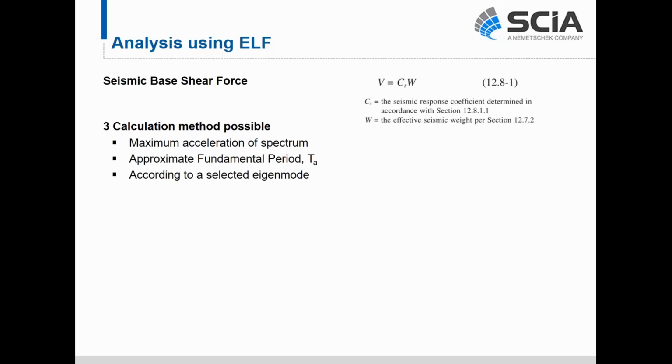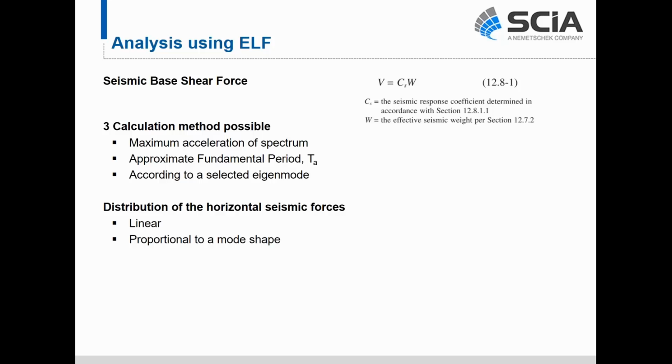In SCIA, we have three possible calculation methods, basically how we can calculate the period or how we want the load to be calculated. We can choose a maximum acceleration of the overall spectrum. We can allow the software to calculate the fundamental period automatically for us based on the provisions of the ASCE. Or we can choose a selected eigen mode, and after looking at maybe the deformed shape or where the mass participation is in a specific mode, we can pick where we want to calculate those forces from. We're also distributing the horizontal seismic forces either in a linear method, a method that's proportional to the mode shape, or in a polynomial method, which is straight out of the ASCE code.